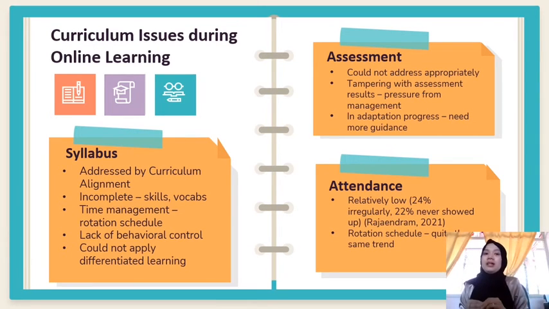Not to mention that teachers require more time to finish a skill or content, for most of the lessons had to be retouched 2 times due to the rotation schedule. In addition to that, teachers have a lack of behavioral control during online class and could not apply differentiated learning to cater to the learning styles of each student due to the time constraint.